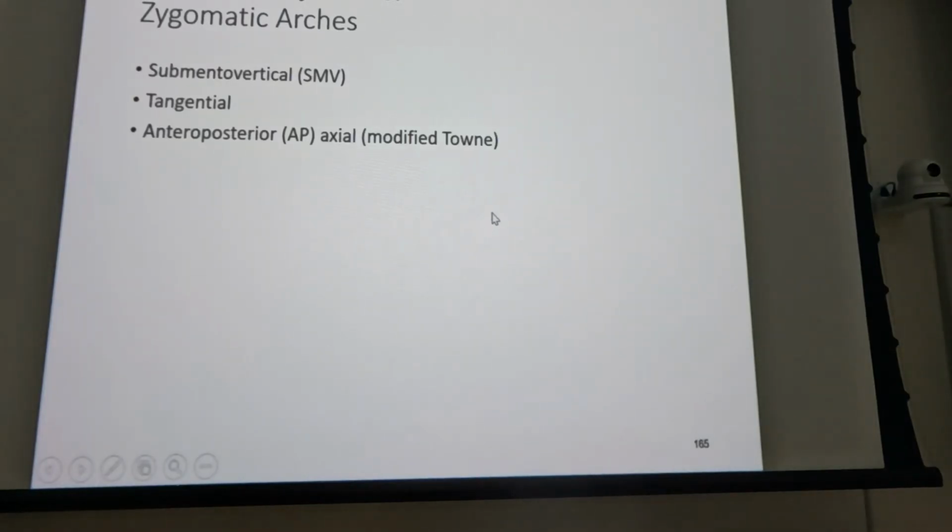So zygomatic arches. SMV is the same SMV we looked at before. Again, there are differences on this one. One is central ray location and collimation. The other is that what we're looking for now is, instead of the skull, the zygomatic arches.